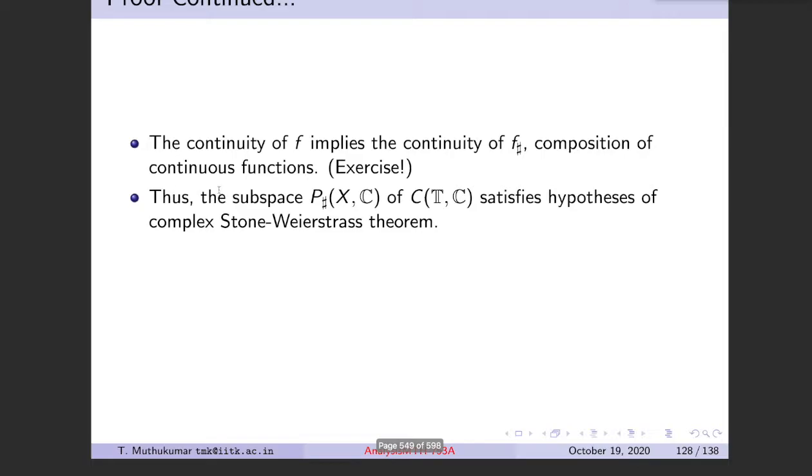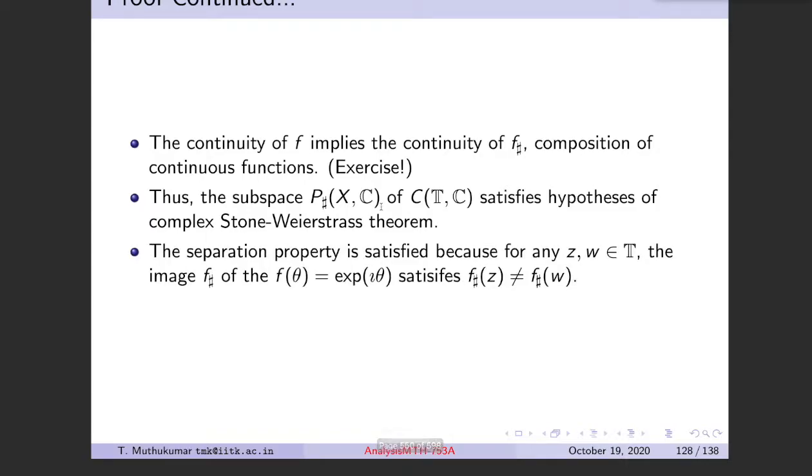So you take all periodic functions on T to C, which will be a subspace of C from T to C, and they satisfy the hypothesis of the complex Stone-Weierstrass theorem version, right? So these are all the trigonometric functions from T to C. And it will also satisfy all the hypotheses of the complex Stone-Weierstrass theorem. Everything else is easy to check.